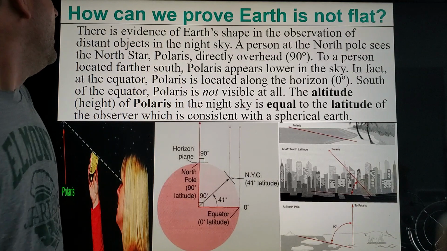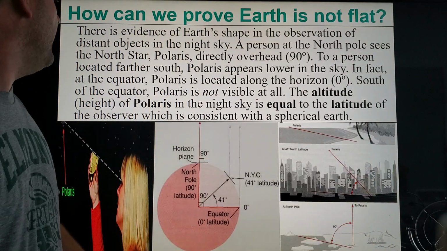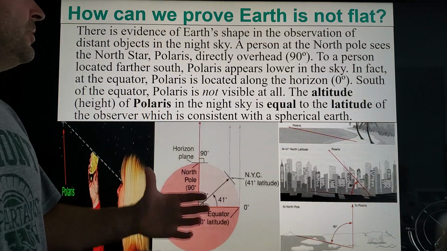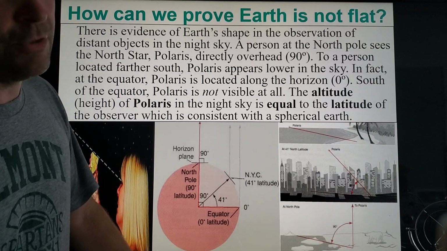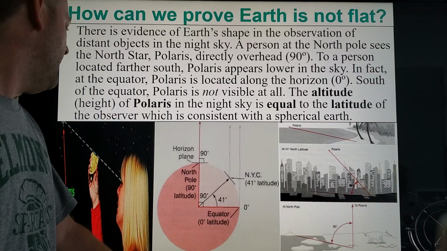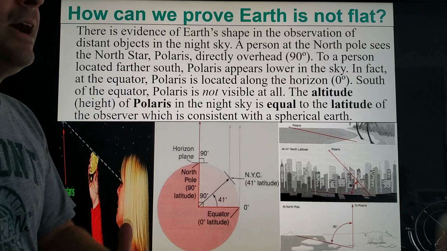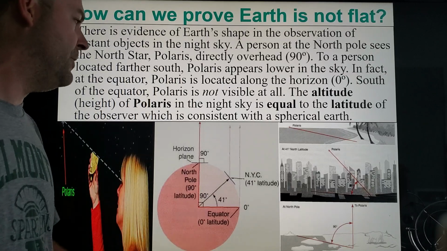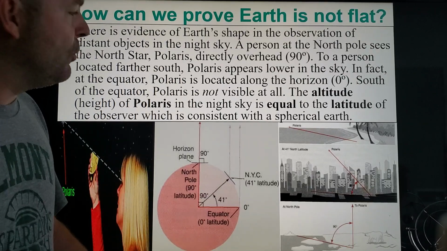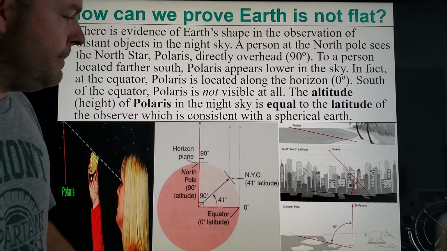Okay? So read this through. This is talking about more evidence using a star called Polaris, and we're going to talk more about that, of course. But the reason that you can navigate using Polaris, the North Star, is because Earth is round, and we'll talk more about that as well. So please make sure you read that.